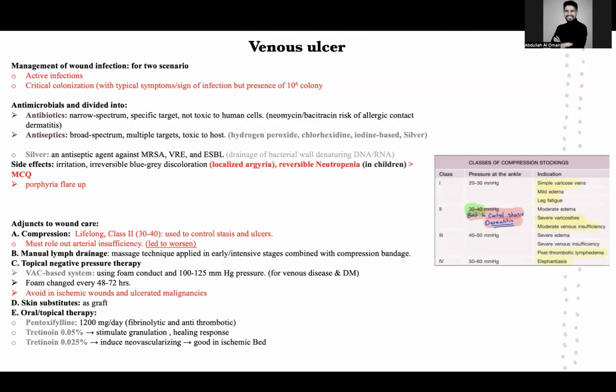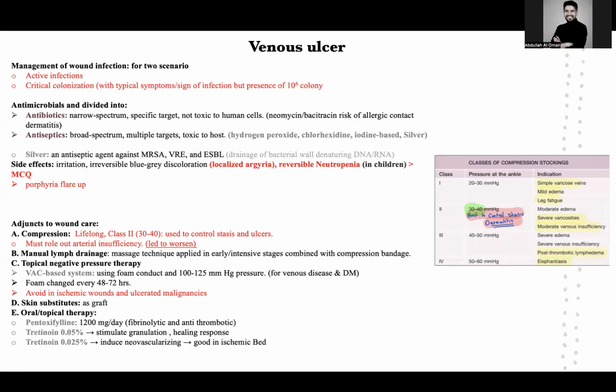Of course, we treat the underlying infection. We have two scenarios for these cases. Infection, we treat based on the spectrum we have here. If it's colonization, we use antiseptics like hydrogen peroxide, chlorhexidine, and silver. Important points on silver because it's a very important MCQ: silver can cause localized argyria, can cause reversible neutropenia in children, and can also flare up porphyria patients.